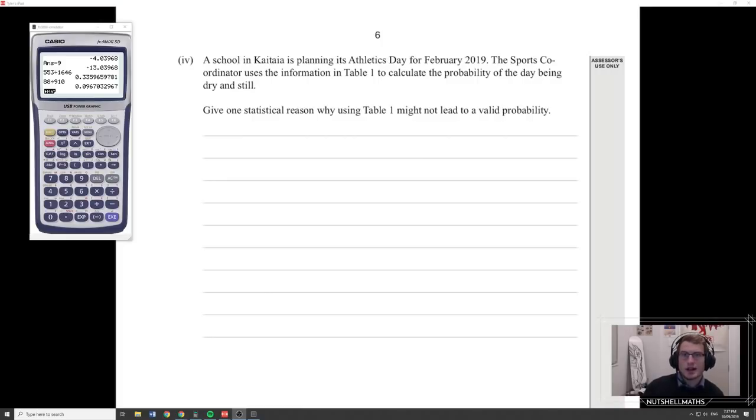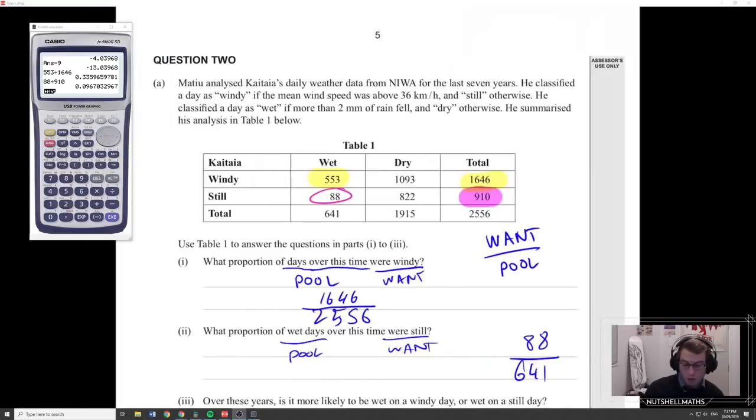A school in Qatar is planning its athletics day for February 2019. The sports coordinator uses the information in Table 1 to calculate the probability of the day being dry and still. Give one statistical reason why using Table 1 might not lead to a valid probability. So let's look at where they got the information from. There's nothing wrong with the info, but where'd they get it from? Mathieu analysed Qatar's daily weather data from NCEA for the last 7 years. So he's just grabbed it online for the last 7 years.